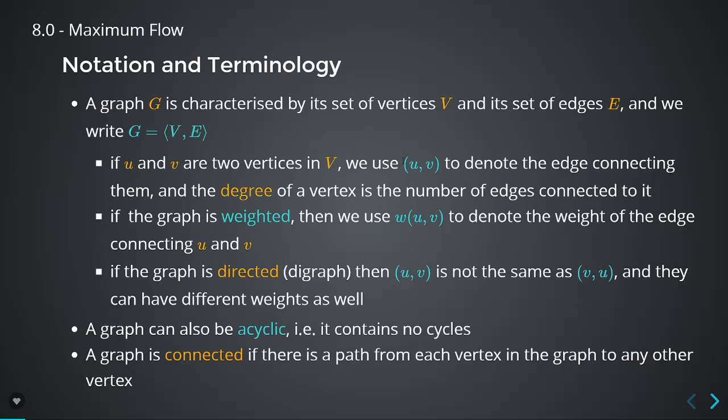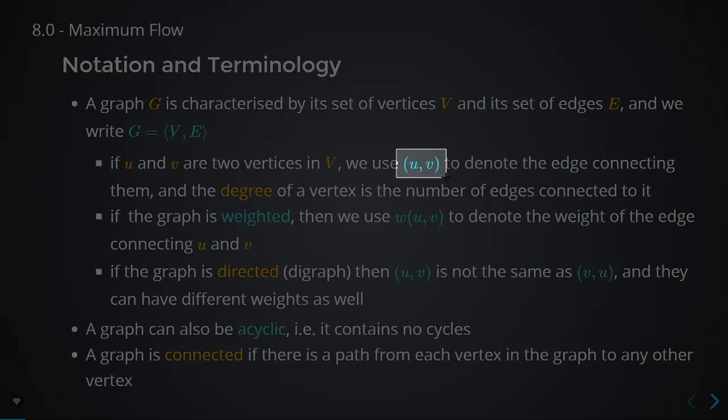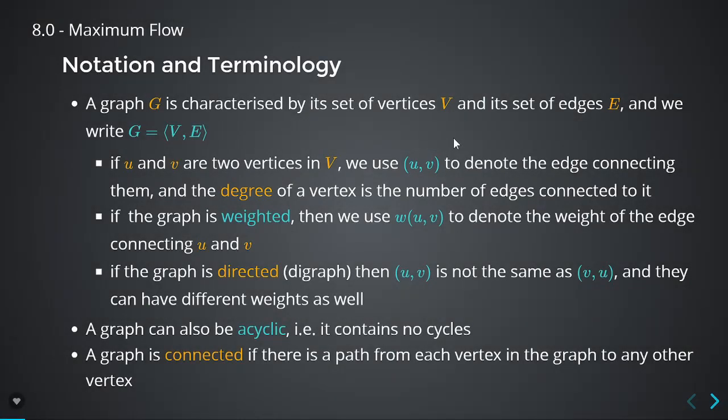We're going to use (u, v) with round brackets to denote an edge between u and v, if u and v are two vertices in the set of vertices. And all these other definitions you probably know. Degree is how many edges are connected to the vertex. The graph can be weighted or not weighted. The graph can be directed, as in there's a direction in the edges. A graph can be acyclic.